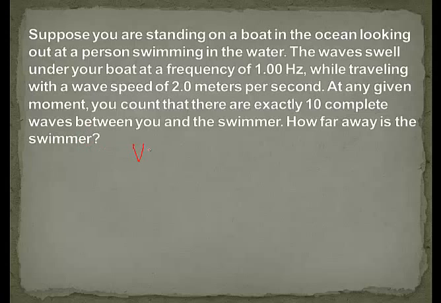Well, we know velocity equals frequency times wavelength. The velocity here is 2 meters per second. The frequency is 1 hertz. So we can solve for the wavelength. The wavelength of this wave is 2 meters. There are 10 waves between you and the swimmer, so 2 times 10 means the swimmer will be 20 meters away.